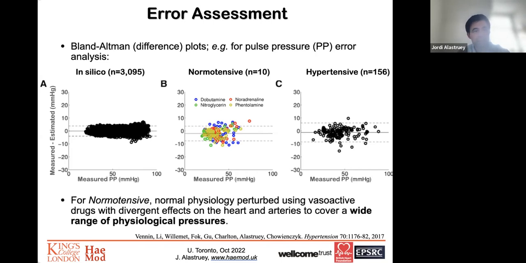Also in the in vivo data, in the normotensive subjects, the normal physiology was perturbed using vasoactive drugs that had diverging effects on the heart and arteries to cover a wider range of physiological pressures. So we used the 4 drugs that you can see in the middle plot: dobutamine, noradrenaline, nitroglycerin, and phentolamine.